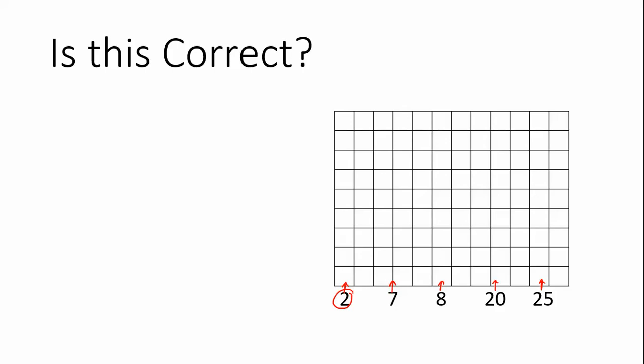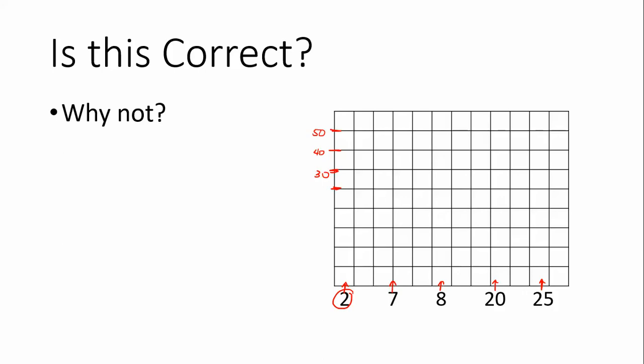This is why I will always, always put tick marks on the side. So that way I can say, okay, this is 50, this is 40, this is 30, and so I'm very, very clearly marking where I have my numbers. So why is this not correct?